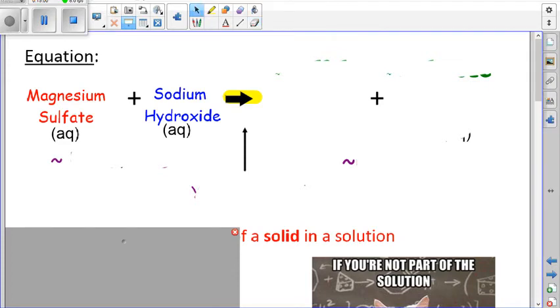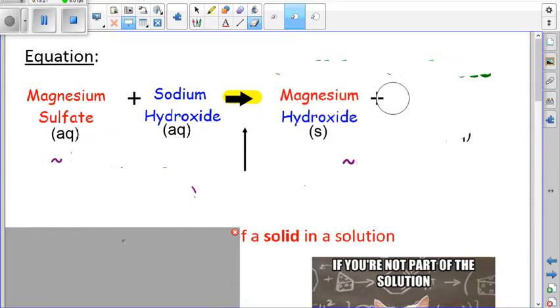When we have an equation like this, we will see a little do-si-do type action, where the magnesium will pair up with the hydroxide, and the sodium will pair up with the sulfate. So here's what's going to happen. This will become magnesium hydroxide plus sodium sulfate. Notice I kept it in red writing.